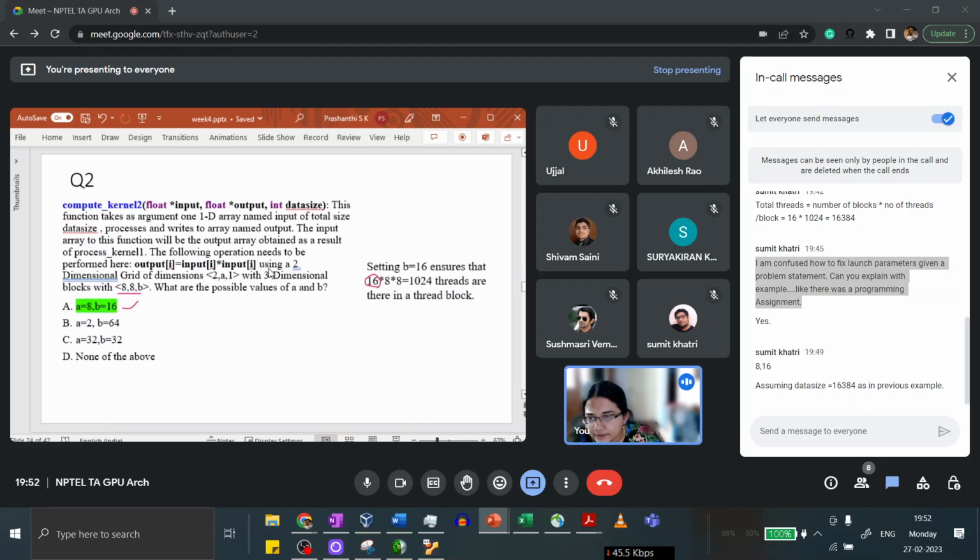So you know the size already as 16384 from the previous question. What you need to ask yourself is, how many threads do I need to do that 16384? And you've already found out B to be 16. So now take the product of all of these things and check what value of A gives you 16384. And the value of A that would do that would be 8. And that's how you get this answer. Is that clear now?